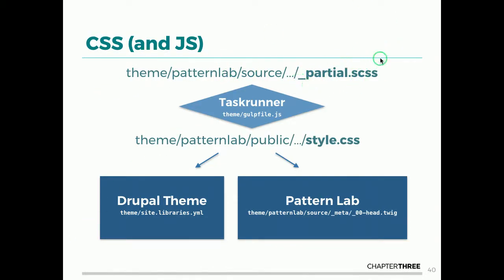You have your Sass partials. You use the same task runner that you probably already use in your Drupal theme root, and it can be Gulp or Webpack or whatever you're into, but Gulp's probably the best for this situation. That generates a style.css file. It's consumed by both the Drupal theme and Pattern Lab. They both look at the same CSS file and read it, and it can be the same way with the JavaScript.